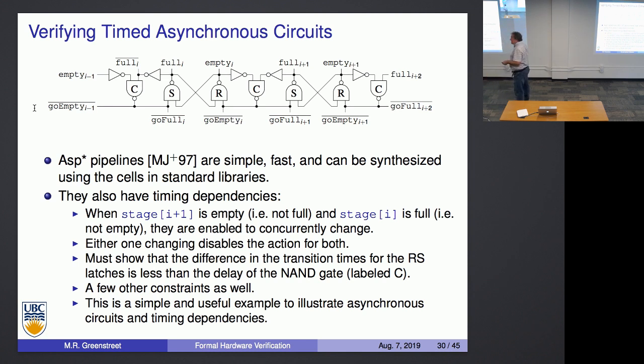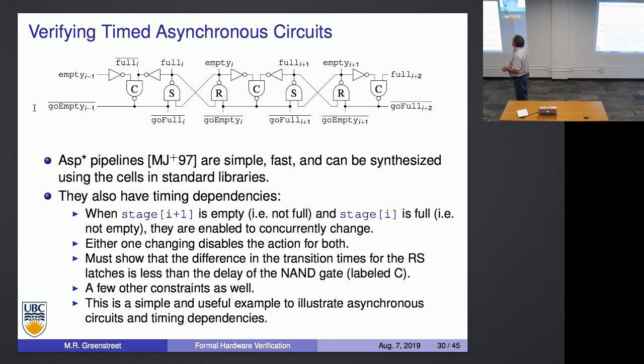But the challenge, and it's a really cool, simple thing. It's simple, it's fast, it can be synthesized in standard cell libraries. Oh, and it generates a pulse here, which is just right for a latch or a flip-flop to move data between stages. That's kind of everything the asynchronous designer could hope for. But notice that either one of these two flipping changes the input to the NAND gate, which disables the signal.